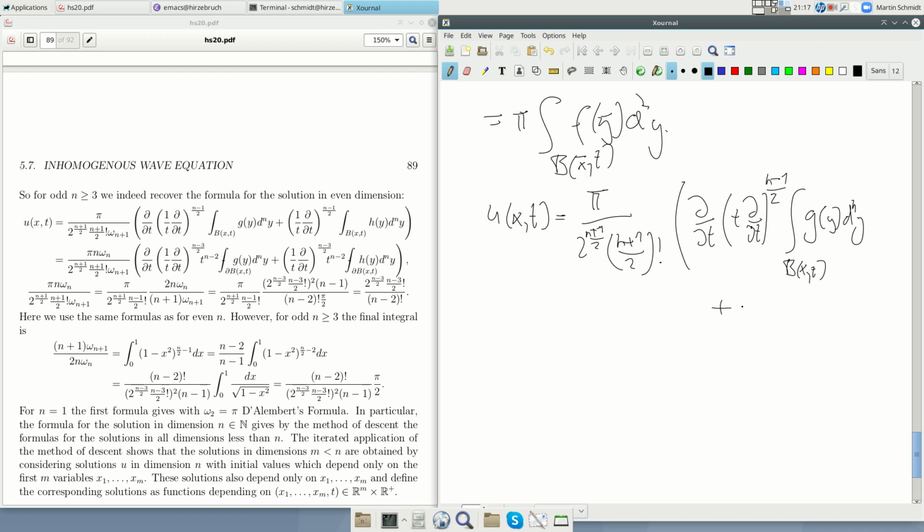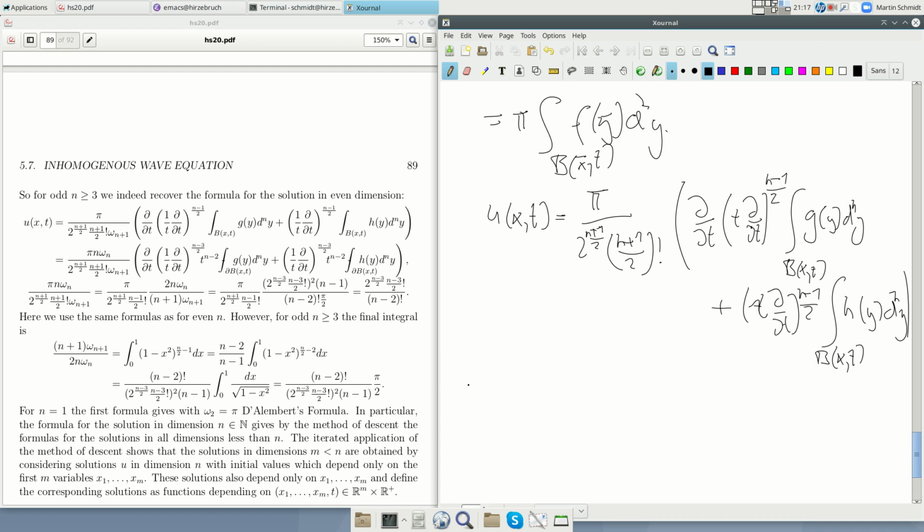plus the same without this t, times d by dt to the power n minus 1 half, integral of h of y dy over the ball B(x,t). Okay, and now we can perform one differential. Now we use again these polar coordinates.